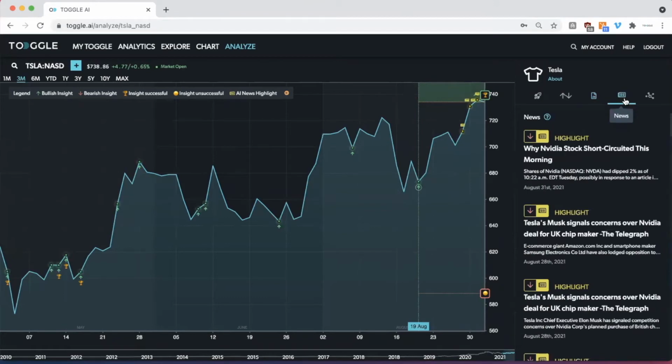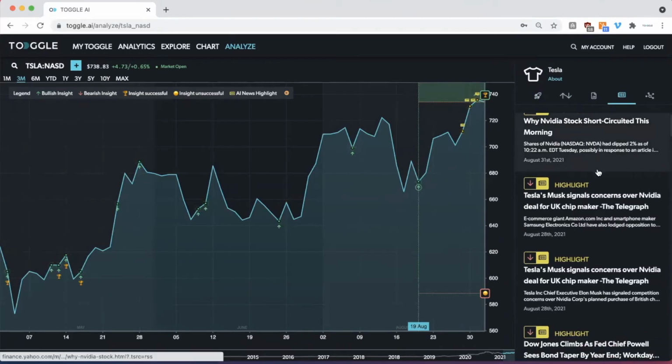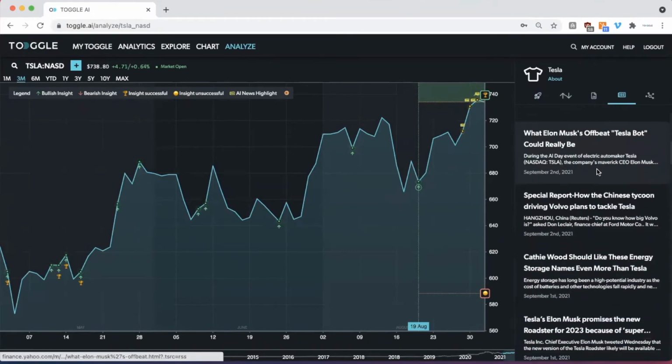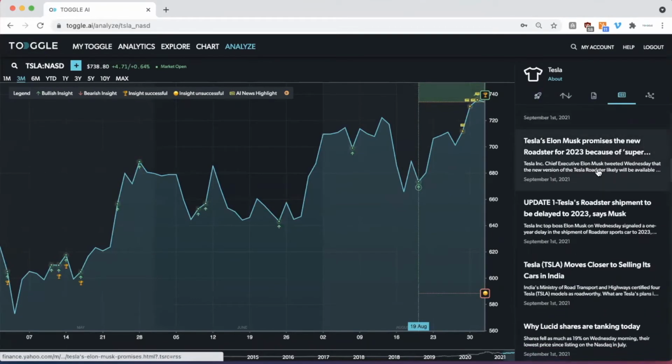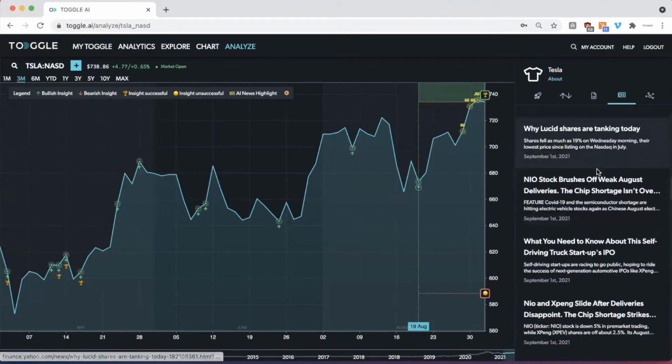Next, moving on to the news, if you're just interested in seeing the most recent news regarding Tesla, you can scroll through here and Toggle puts together publications from different sources like Benzinga, Reuters, and the Fed.